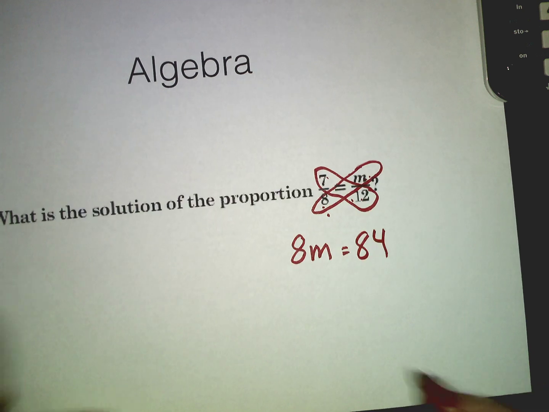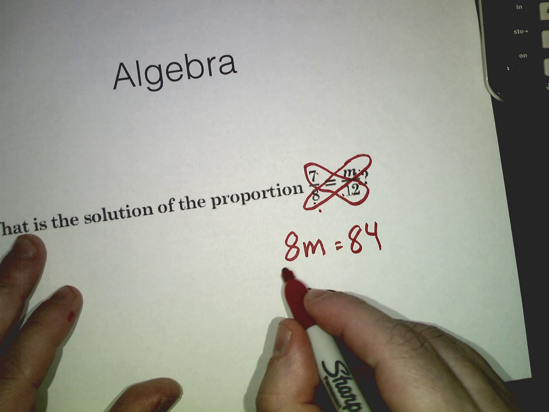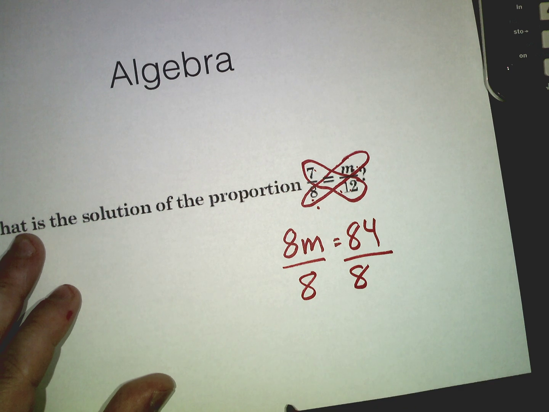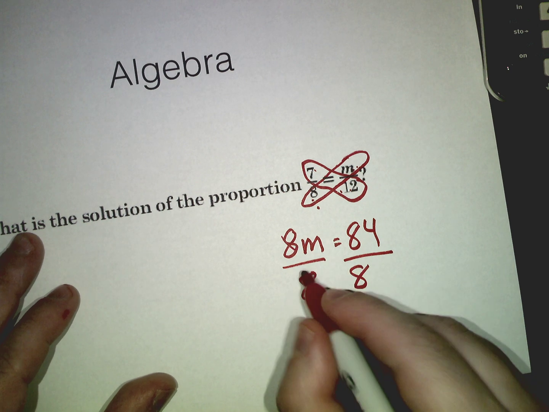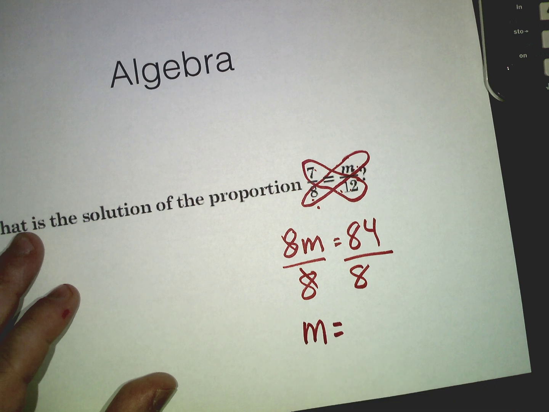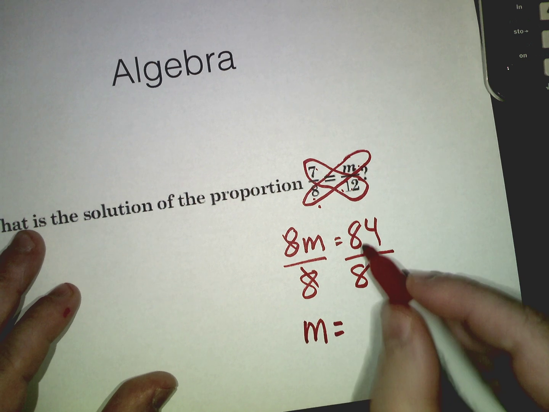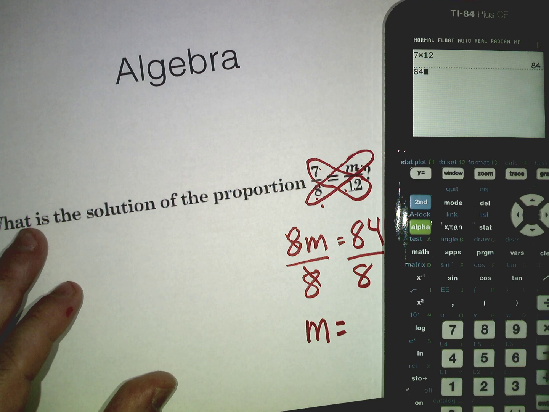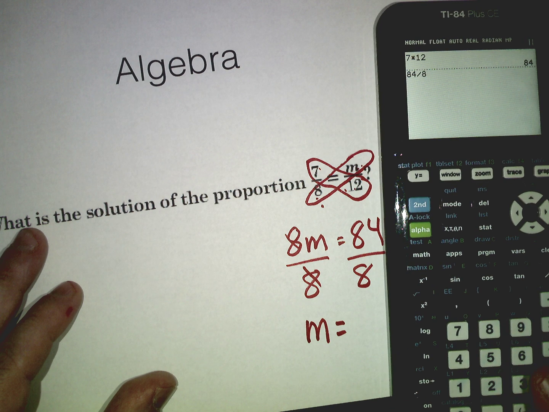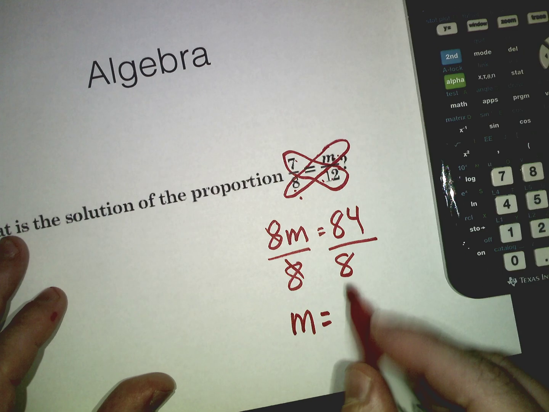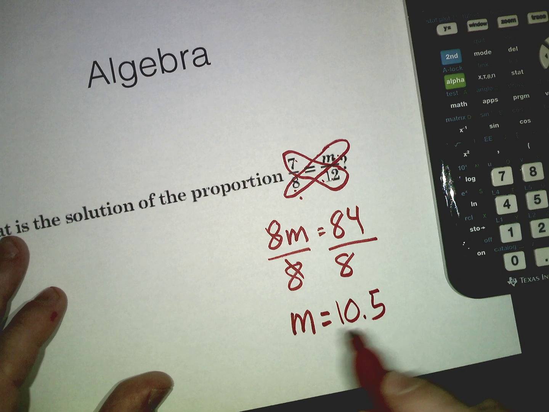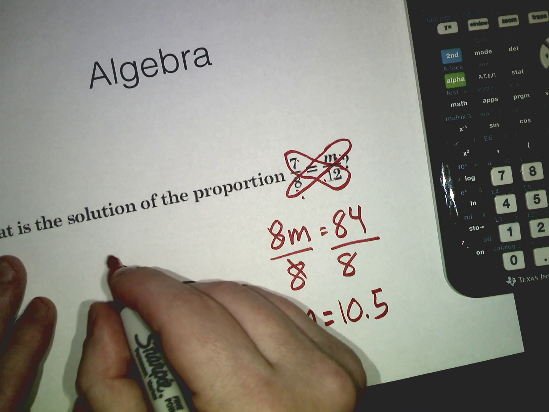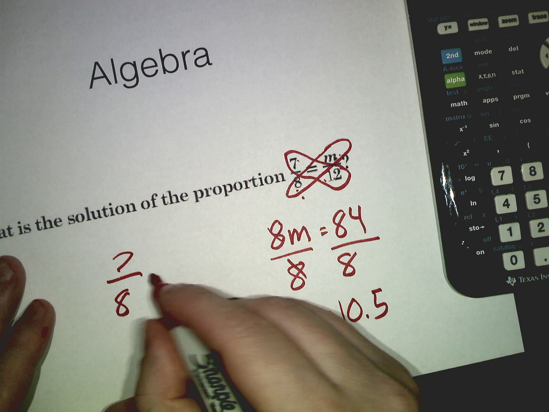Next step, now it's really actually back to an algebra problem. Divide both sides by 8. We've done this before. 8 divided by 8 is just 1, so they cancel out, and we have n. And then 84 divided by 8 is just 10.5. Rather simple.